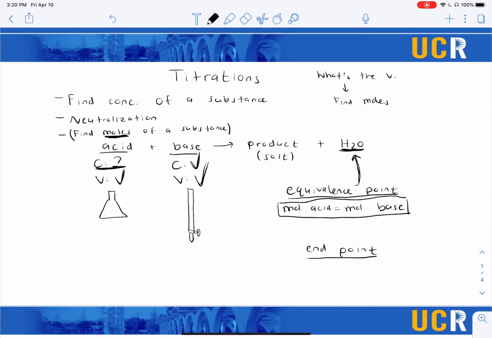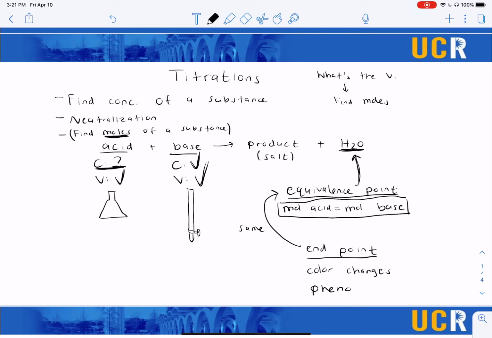And then your endpoint, this is just the point at which the color changes. And the point of the endpoint and the color change is just to tell you when the equivalence point happens. So you can kind of think of them as almost the same. They're not quite the same definition, but I would interpret them as pretty much the same practically, because the point of the endpoint is to find the color change, and the color change tells you when you've reached the equivalence point. So even though they're not exactly the same, I would try to think of them in a similar fashion.